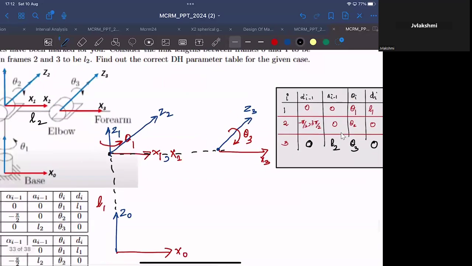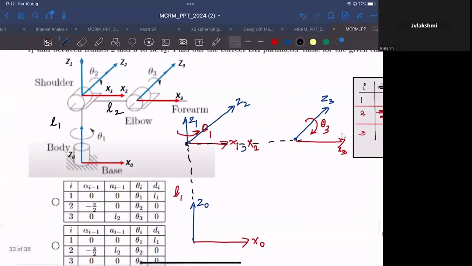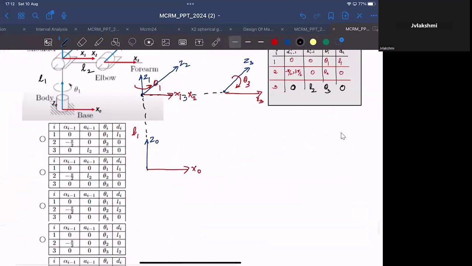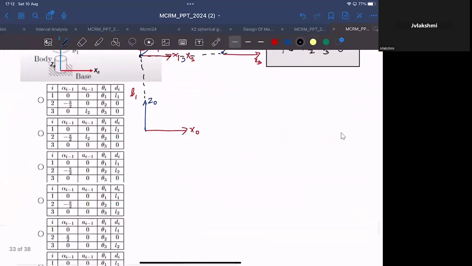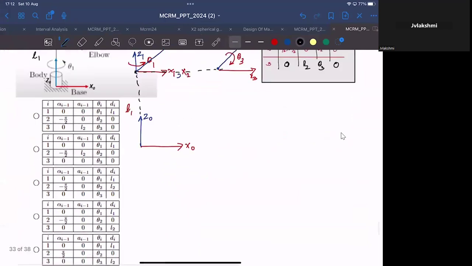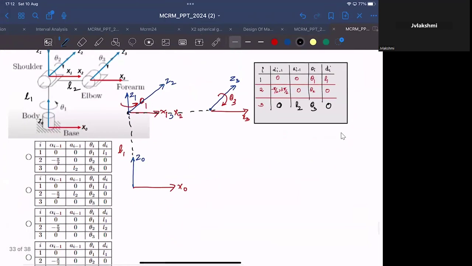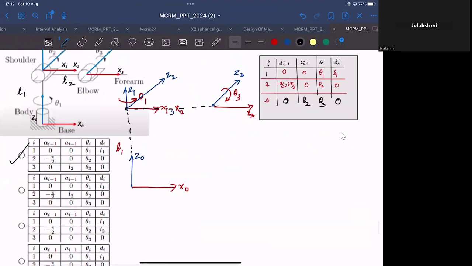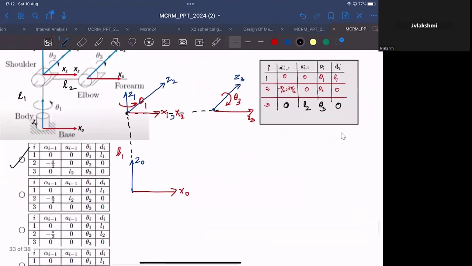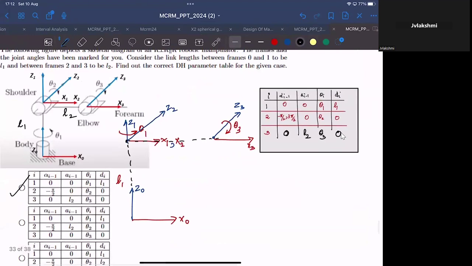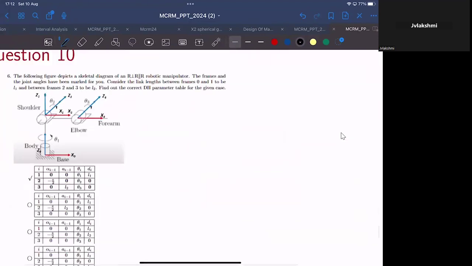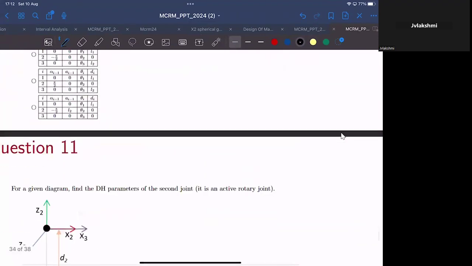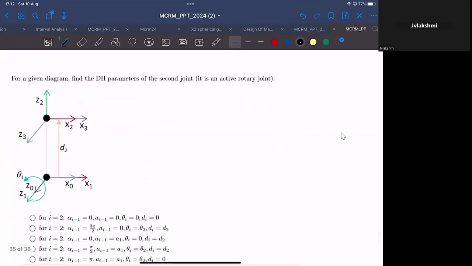And I think the correct option in this case would be, there are 6 such options. I think which option has minus pi by 2? All of the options have pi by 2. Yeah, I think option A is the correct choice, if that is the case. Okay, checking the answer. Yeah, option A is indeed the correct answer. Moving on to the second last question.